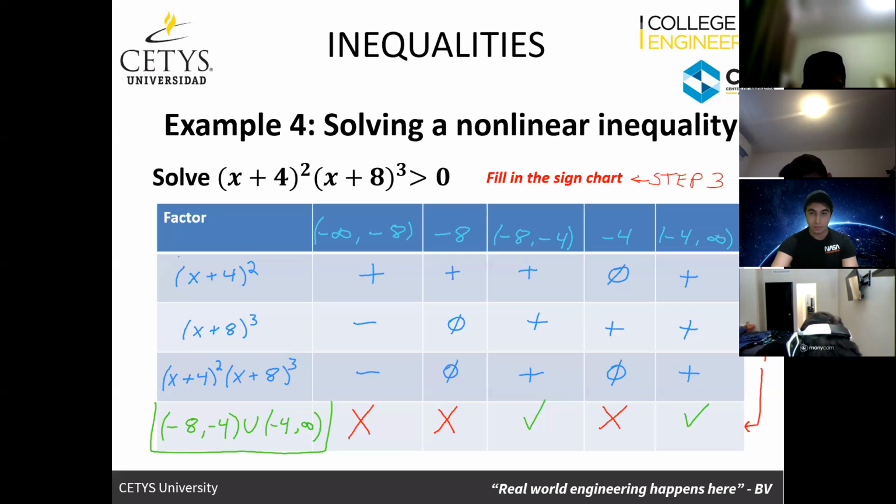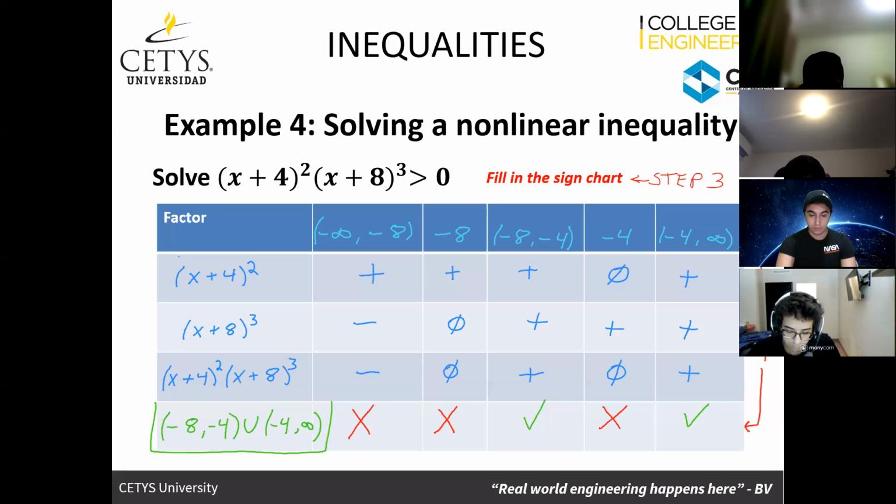Now, the roots are still going to be -4 and -8, regardless of the exponents. So if the exponents are whatever number, the roots are still going to be those numbers that make the inside of the parentheses, that mathematical expression, equal to 0.